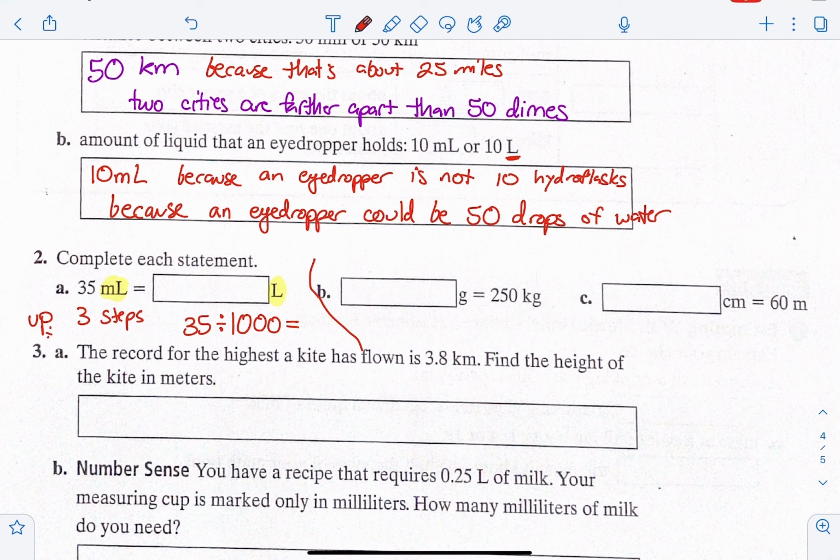35 divided by 1,000 is going to give me 0.035. So I get 0.035 liters. So to show your work for this, you don't have to show the up or down however many steps unless that helps you. But you do have to show your work like this, where you have the number, either multiply or divide, and then what you did for that. Okay, so go ahead and try B and C on your own, and then we'll come back together and check them.